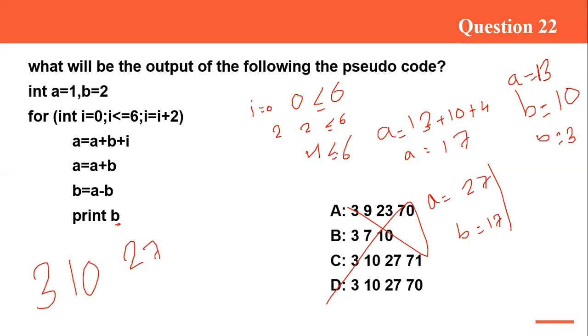So now goes back again. I equal to I plus 2. I value was 4. 6. 6 less than or equal to 6. True. Enters inside. A is equal to 27 plus 17 plus 6. Am I right? What is that? 27 plus 17 is 44, I guess. 44 plus 6 is 50. Is it correct? 27 plus 17 plus 6. 50, yeah, correct. 50.